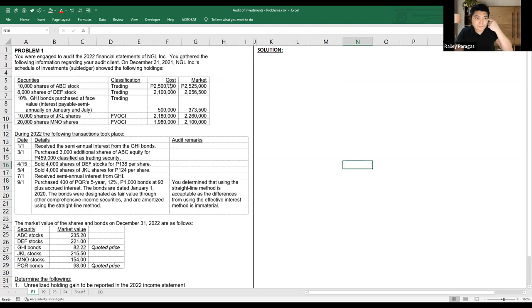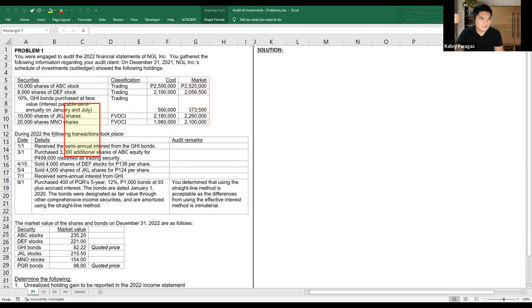And meron din nilagay na market value. As of, kailan? As of December 31, 2021. Actually, let's try to highlight. Ayan. So, andito na tayo. Ito yung mga sinasabi natin na holdings ng company. Iba't iba. So, itong market value na hinahighlight natin ngayon, that is kailan? As of December 31, 2021. So, yan yung magiging reference market value natin eventually kapag try natin isolve yung problem.